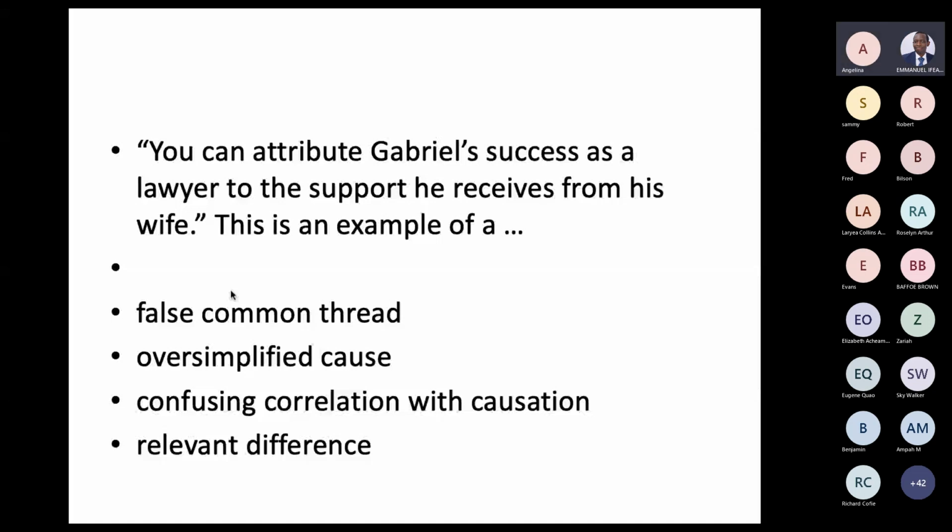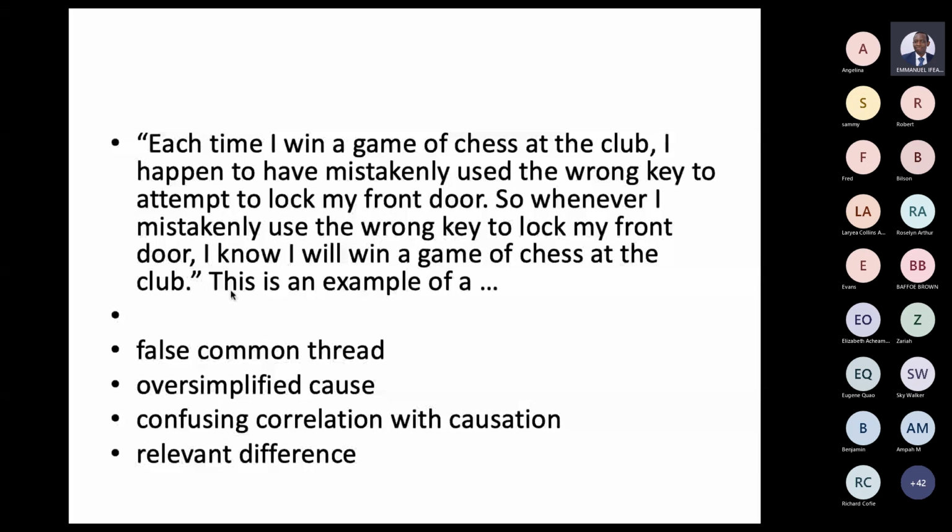Each time I win a game of chess at the club, I happen to have mistakenly used the wrong key to attempt to lock my front door. So whenever I mistakenly use the wrong key to lock my front door, I know I'll win a game of chess at the club. This is an example of what?